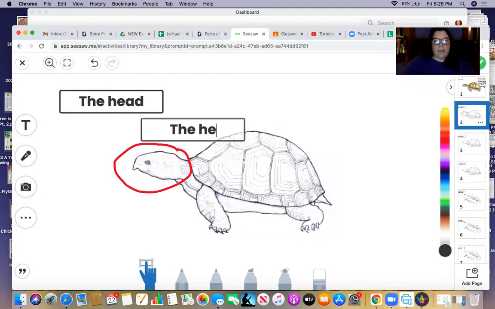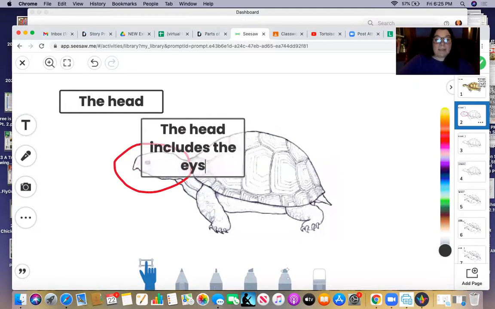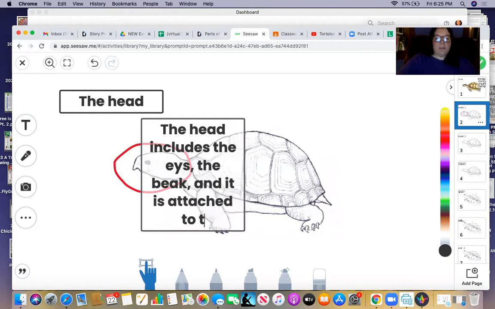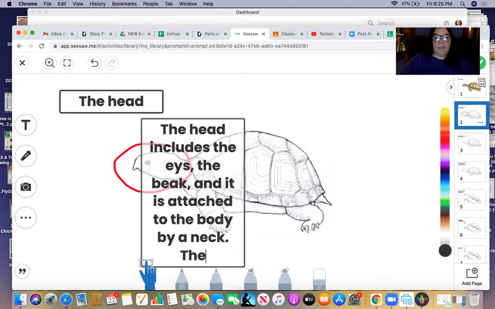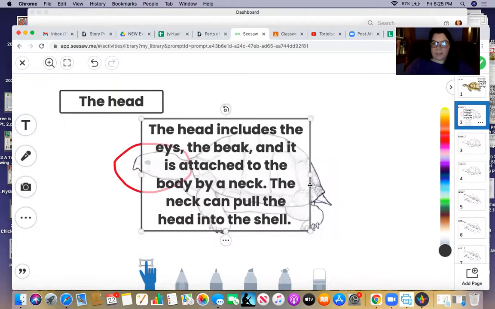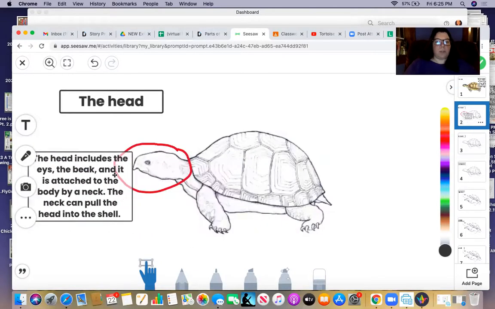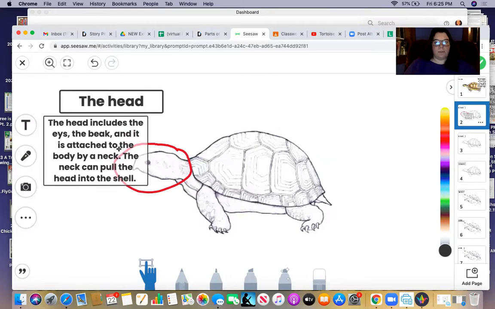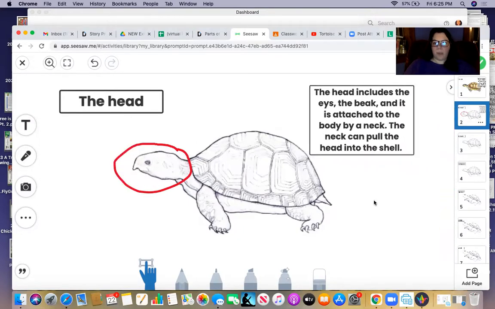So the head includes the eyes, the beak, and it is attached to the body by a neck. The neck can pull the head into the shell. So that's important to remember. We know that about turtles. It's kind of like they can get scared and they pull their head in to their shell for protection. If a predator is near, it's a very effective way for it to protect itself. Pulls its head in.